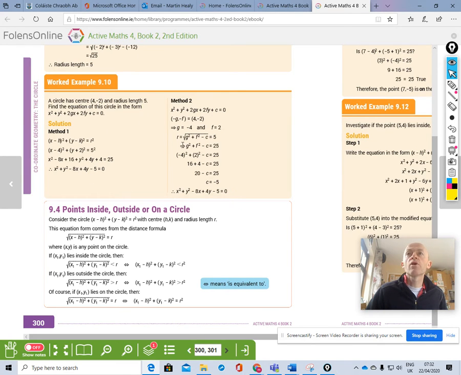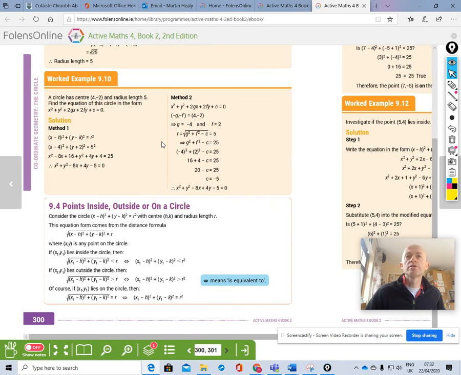And then to work out c, you get the formula from the maths tables. R is equal to the square root of g squared plus f squared minus c. In this case, you know R is 5. You square both sides, fill in your values for g and f, and break it down. Eventually you get down to -5 there. Alternatively, you can go with method 1, but I think most of you would probably go with method 2. I think it's the best approach.